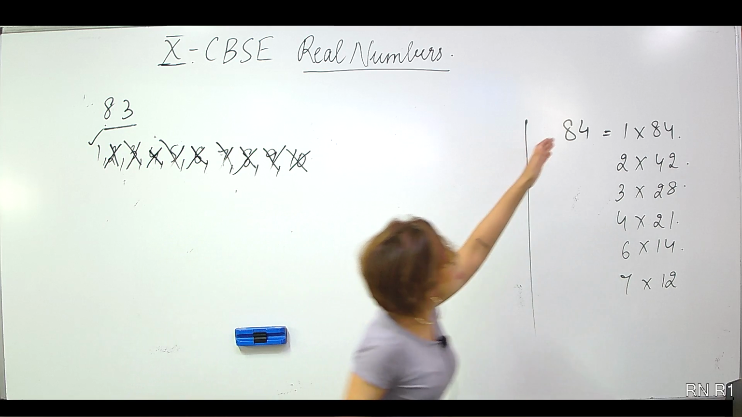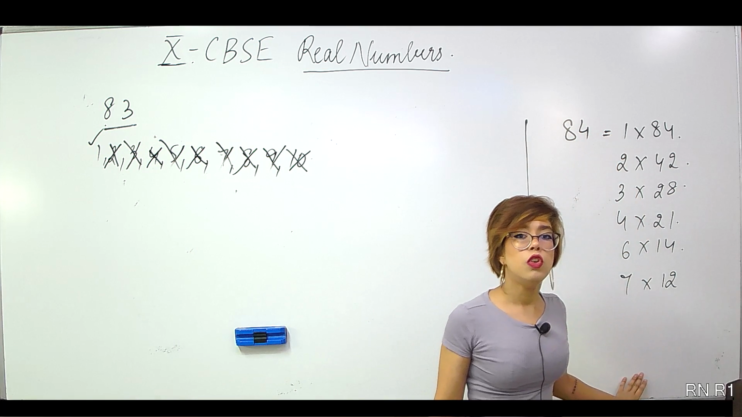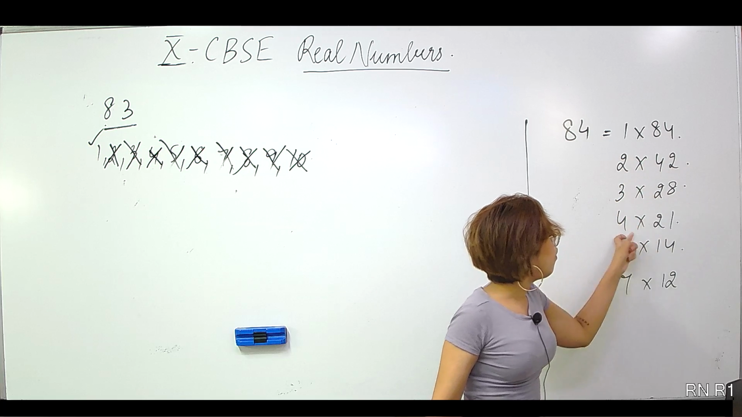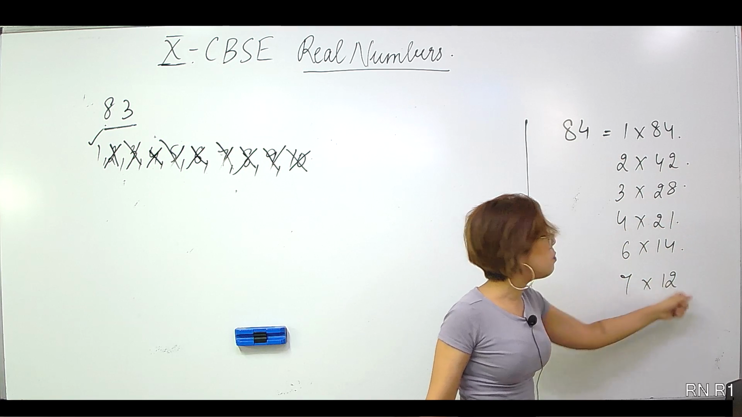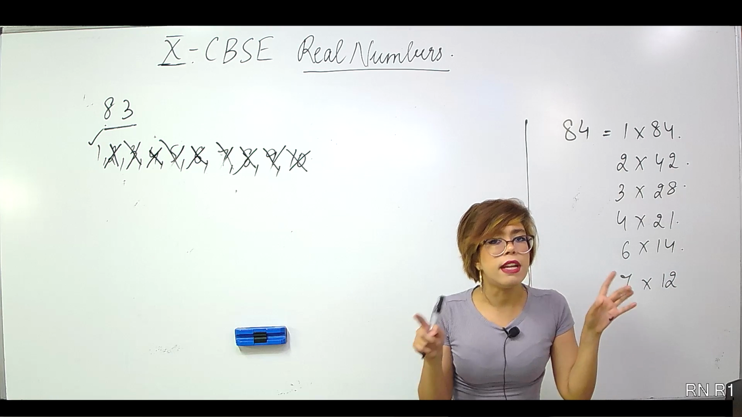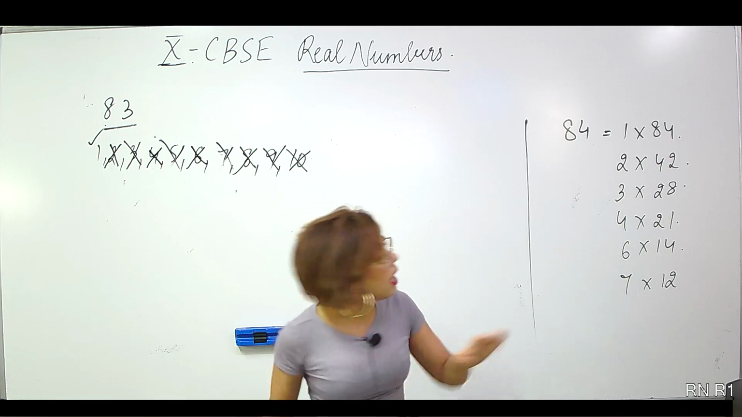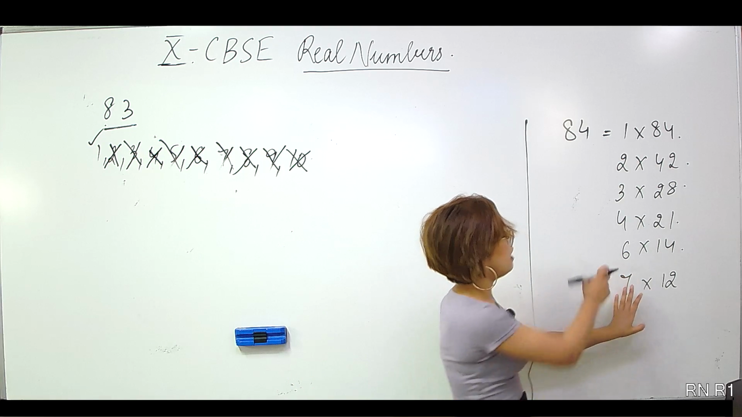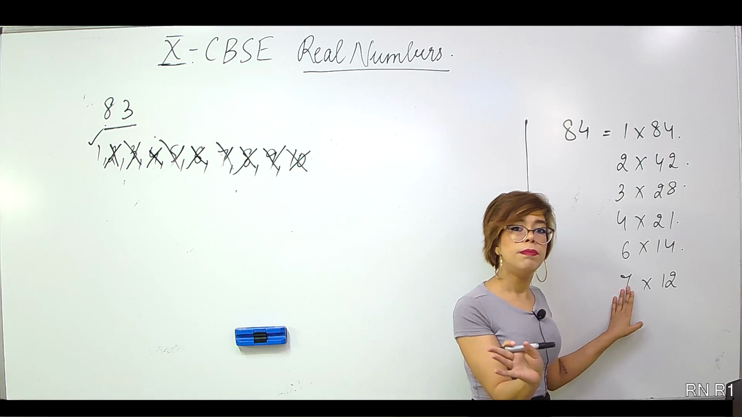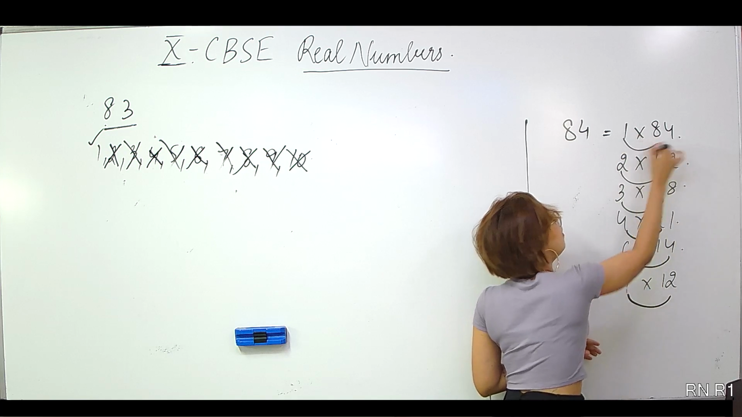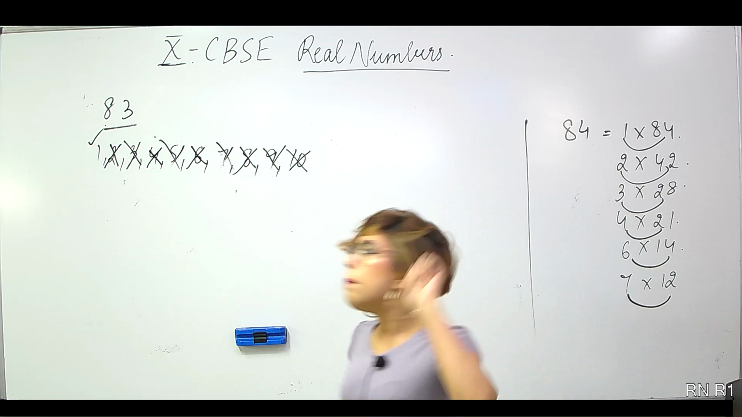Now, when you look at this, what can you establish? 1 and 84, 2 and 42, 3 and 28, 4 and 21, 6 and 14, 7 and 12. All the factors, it seems like they occur in pairs. Make sense? Right? There would be a factor, and if that is the factor, that means the corresponding factor will also exist. So all the factors occur in pairs. Okay, make note of that.